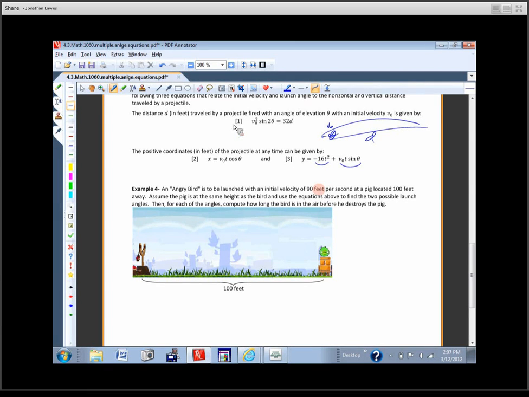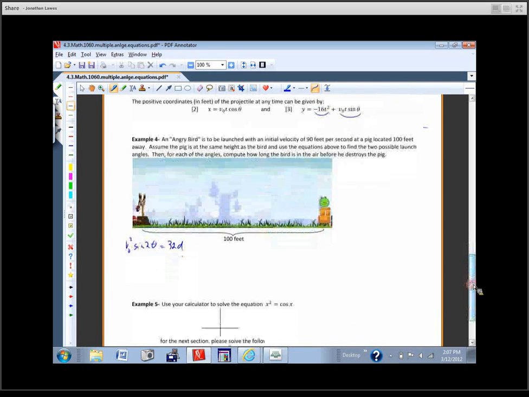Well, am I going to use 1, 2, or 3? A couple of us have some idea. The suggestion is 1. It is 1. That's the first thing we need to figure out. Because if you don't know the launch angle, you can't figure out its x and y coordinates. So here's what we're going to do. It is v naught squared sine of 2 theta equals 32 times d. So grab your calculators. We're going to solve this problem right here, and we'll figure out the launch angle for the pig.